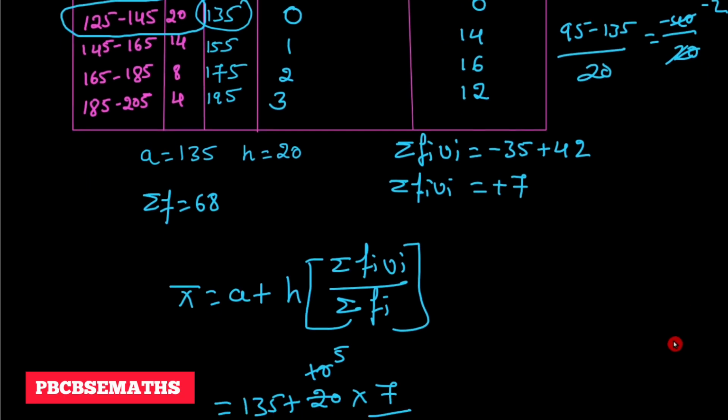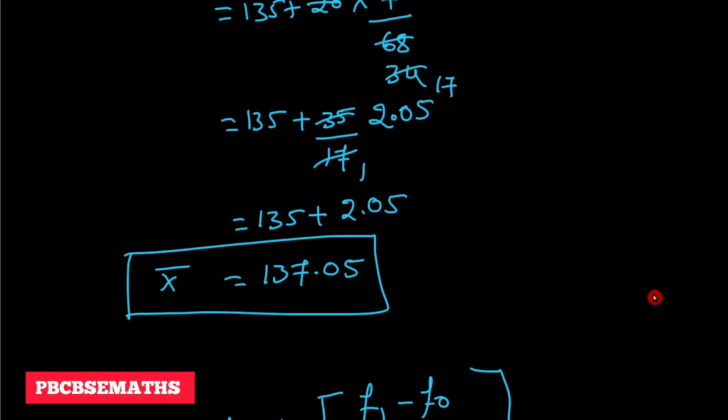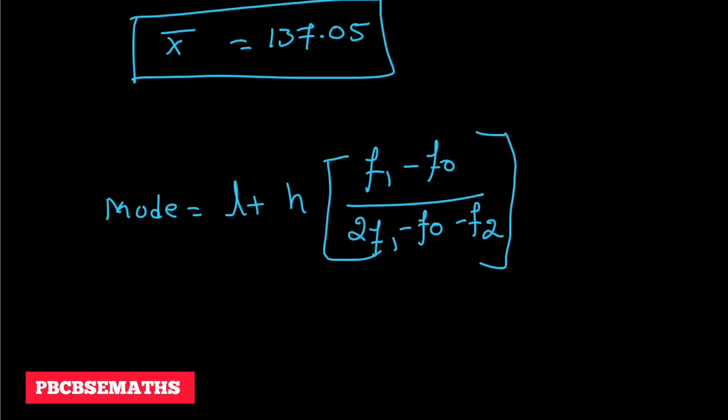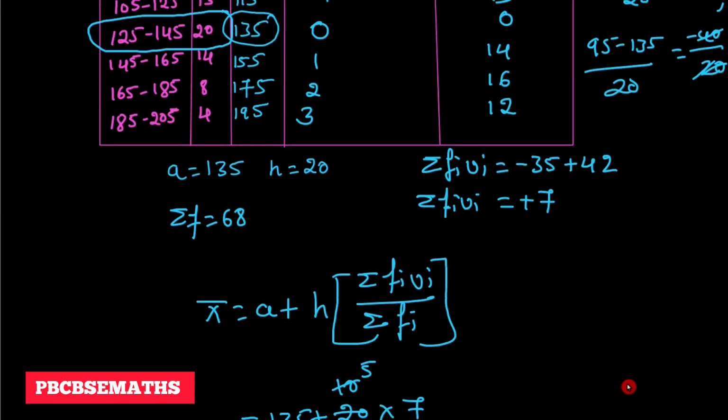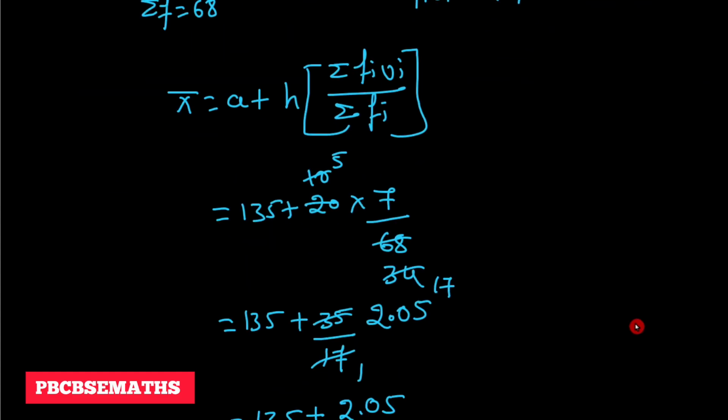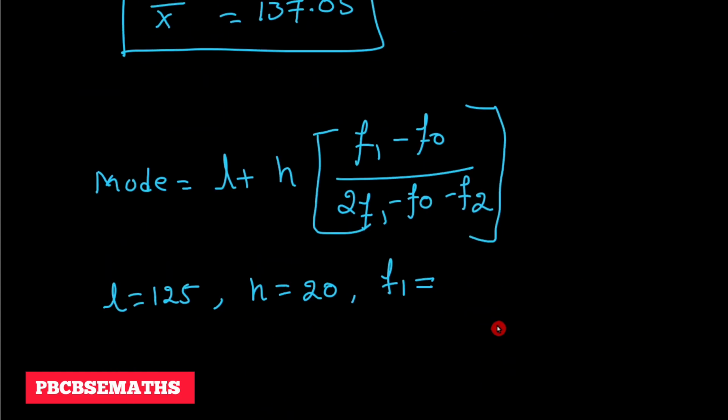Let's write all the needed values here. So the value of L is 125. Then the value of H, that is the class size, is 20. F1 means frequency of this modal class. So let's write that F1 value, which is 20. So F1 value is 20.